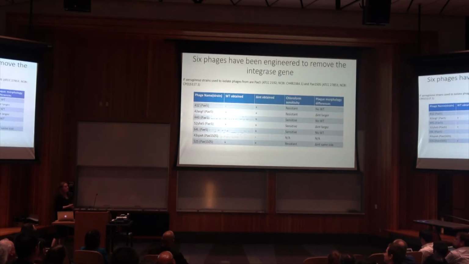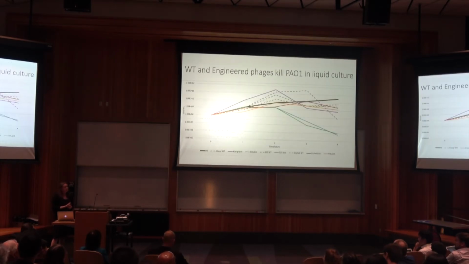And thus far, we've engineered 6 of these bacteriophages to remove the integrase gene, and we've tested them for a number of different factors, a lot of which I won't have time to show, but I do have a poster outside, including chloroform sensitivity. We have variable plaque morphologies. We've tested them in liquid culture, and what we can show is that this is the buffer-only line, and all of our engineered phages are these solid lines.